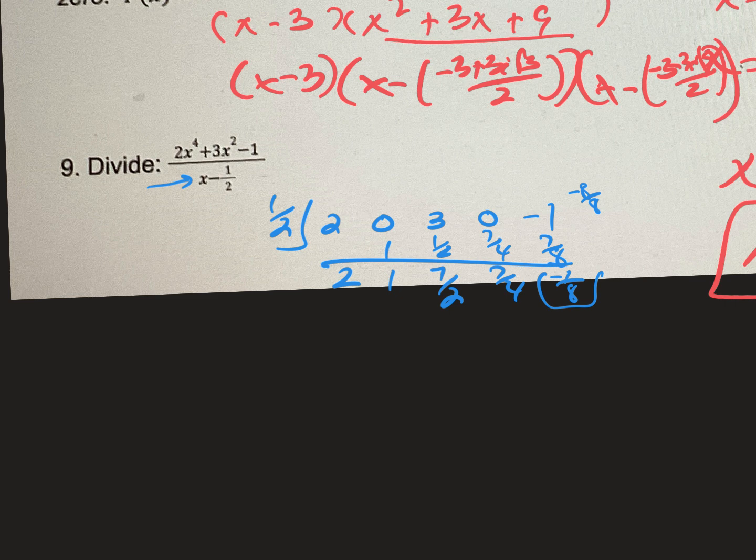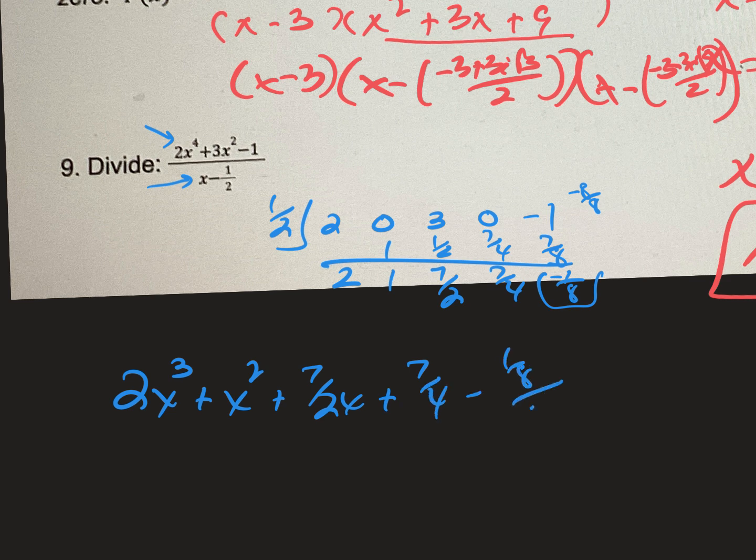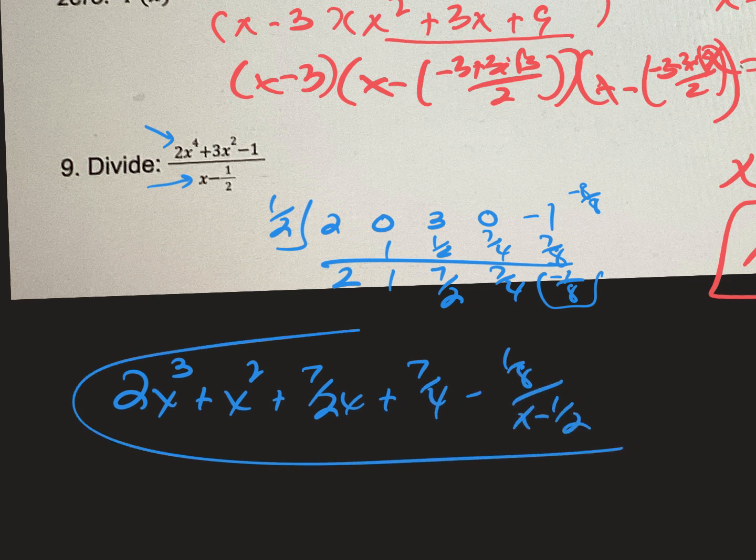So don't forget to write your answer. Because I started with degree 4, my quotient is going to start with degree 3. 2x cubed plus 1x squared plus 7/2 x plus 7/4, and my remainder is -1/8 over x minus 1/2. That's what you should end up with.